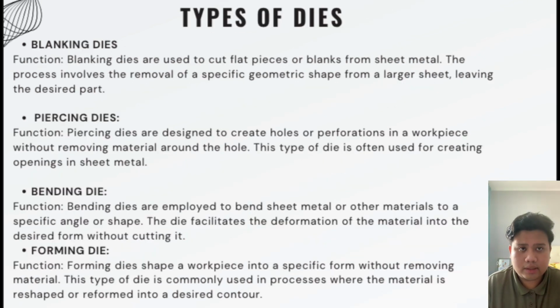Types of dies. First is blanking dies. Function. Blanking dies are used to cut a flat piece or blank from sheet metal. The process involves the removal of a specific geometric shape from a larger sheet, leaving the desired part.